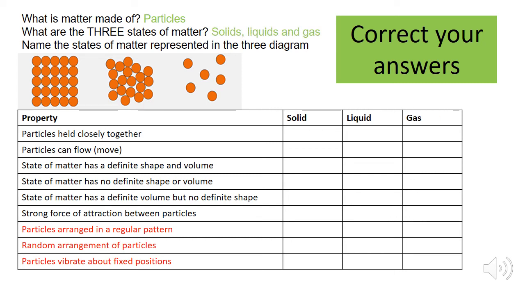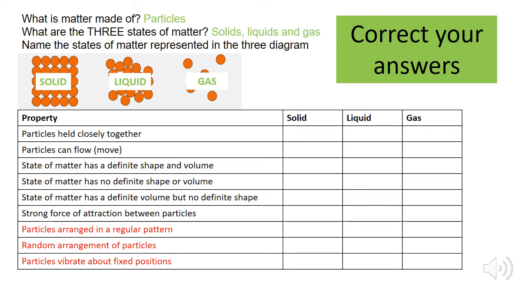The three states of matter are solids, liquids and gases. Like we've already described, the first one is solid, arranged in a regular pattern, particles all close together. The second one is a liquid, where the particles are arranged in a random arrangement but they're still close together. And the third one is a gas. Particles are far apart and arranged in a random arrangement.